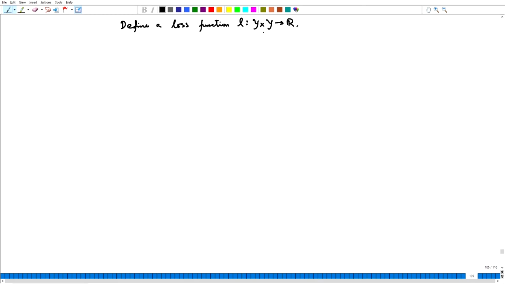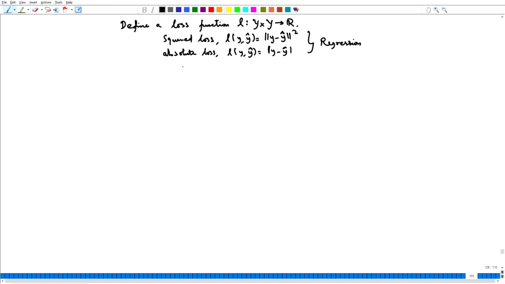If you are asking what the loss function is, there are some popular loss functions. For example, squared loss is of this form. Squared loss means L of y comma y hat is just the norm of y minus y hat, the whole squared. Absolute loss is the absolute value of y minus y hat. These are used for regression in general.